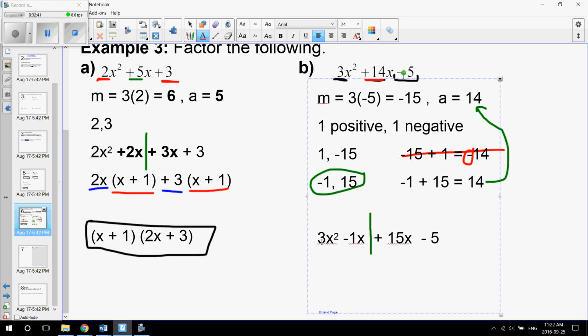Remember to start off by looking at the numbers. We have a 3 and a minus 1. There's really nothing that can be divided out by 3 and a minus 1, so we know that there's not going to be any numbers. Let's take a look at the variables.